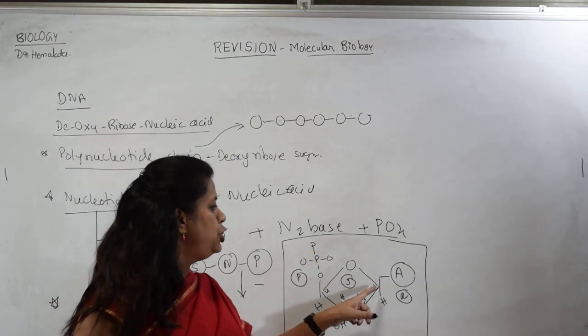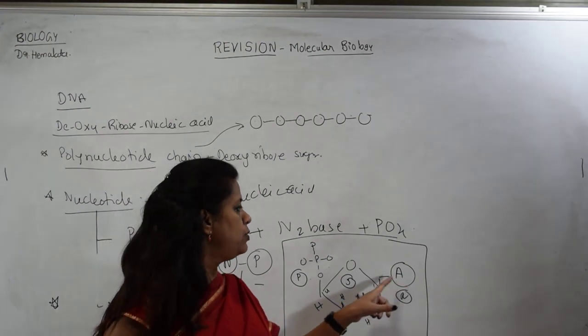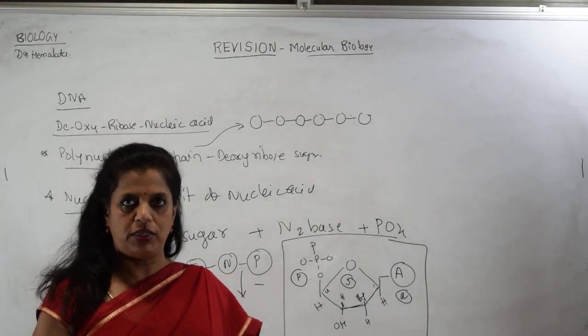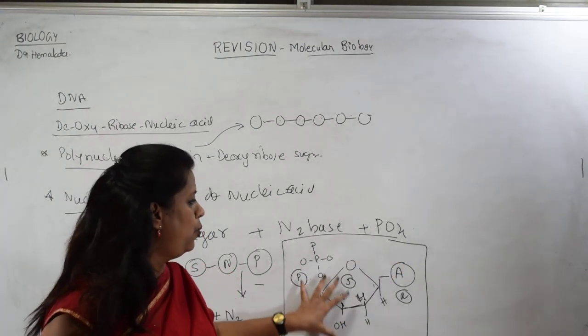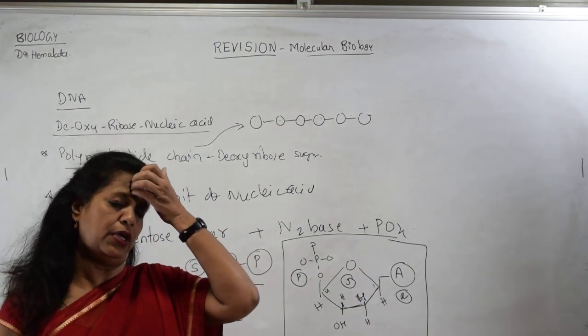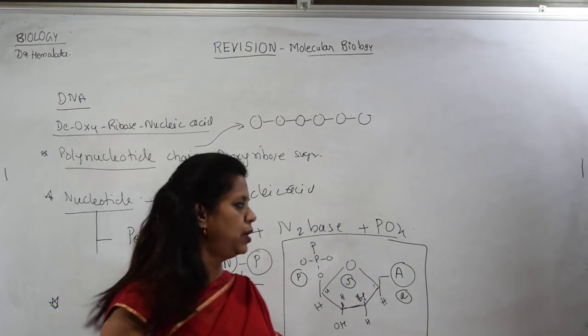Then the sugar gets the attachment of a nitrogen base. This is the attachment which contains covalent bonds. This is how one nucleotide is formed in a chemical way. Chemistry of one nucleotide is this, right?